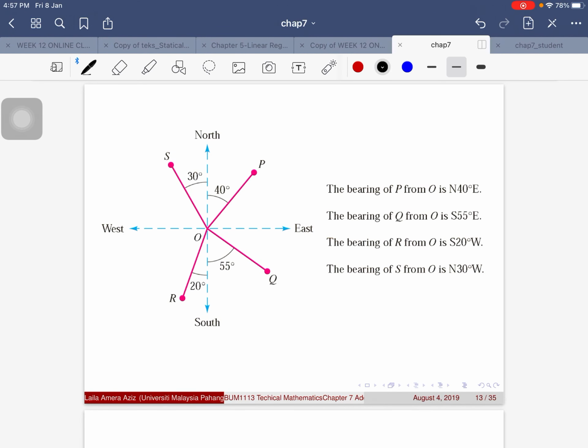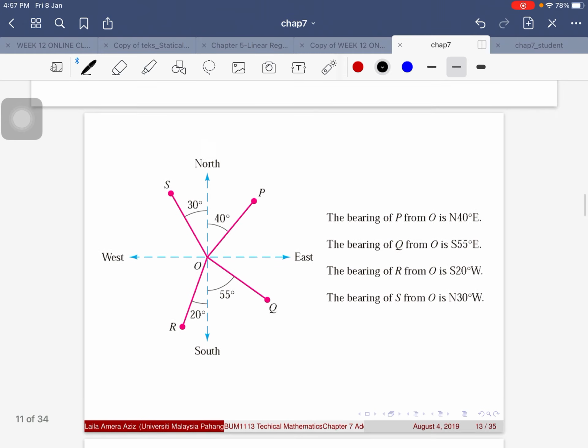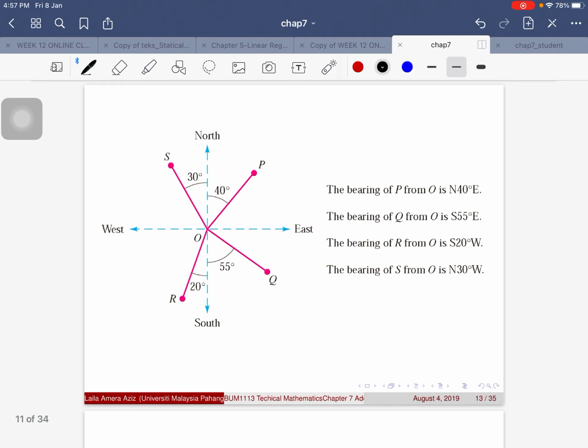So next, let's talk about the application problem for sine and cosine law. We're going to discuss the application in terms of bearing. In terms of direction, I'm not sure whether you know about this or not, but this is going to be the direction, the bearing.